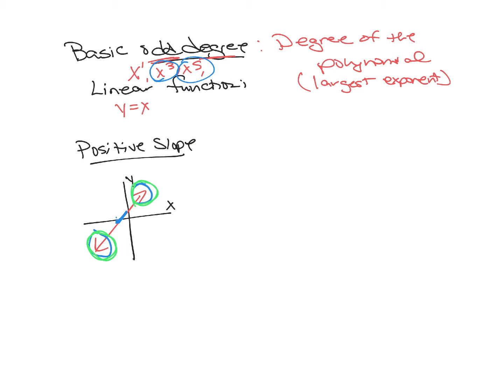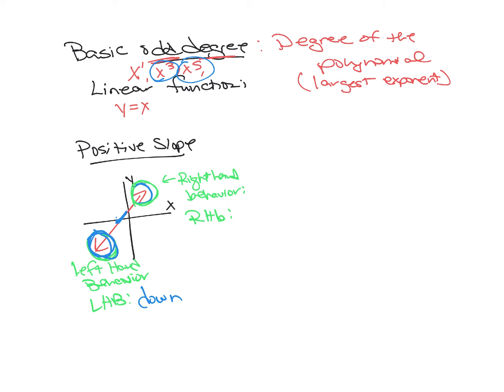So this is called the left-hand behavior. Okay, and we're just going to call that LHB, left-hand behavior. And this is my right-hand behavior. And so we're going to call this RHB. Okay, and so what we're going to just do is we're going to say, well, the left-hand behavior is pointing down. I want you to write the words down, and this right-hand behavior is pointing up, so we're going to say that it is up.